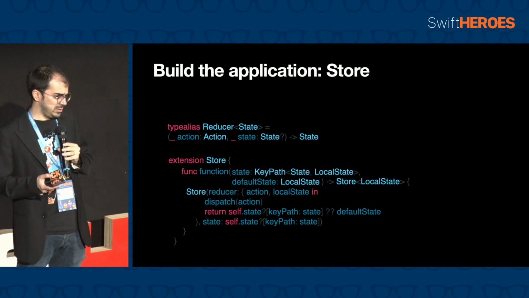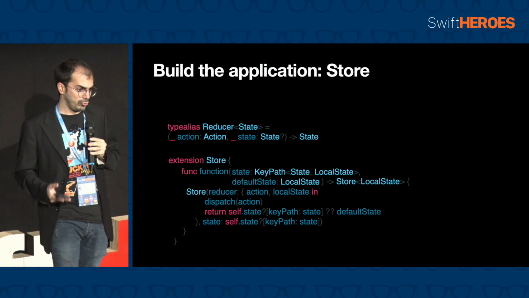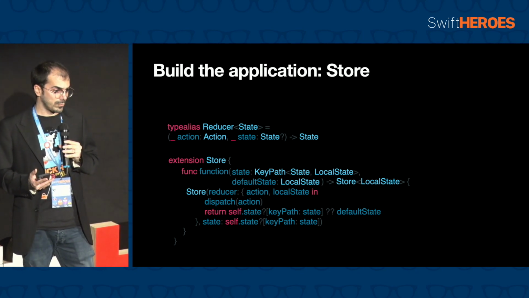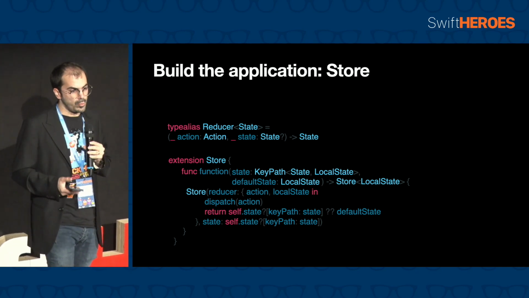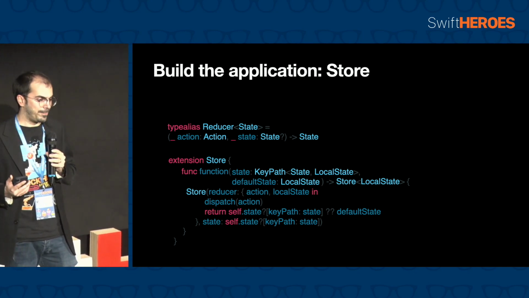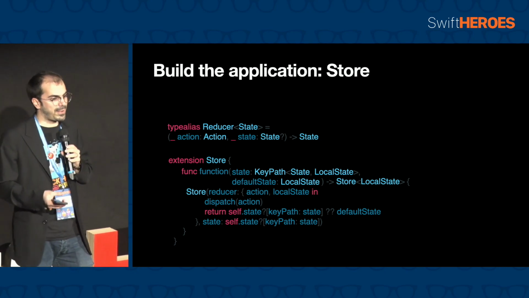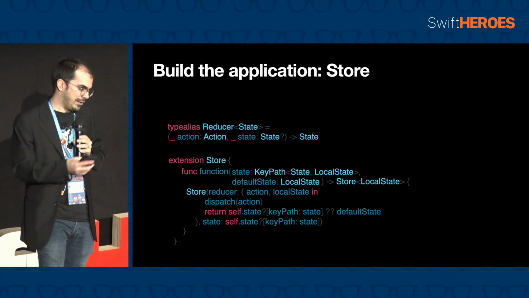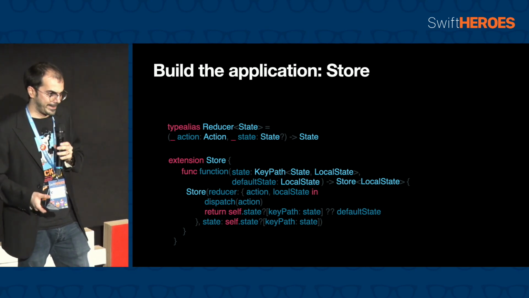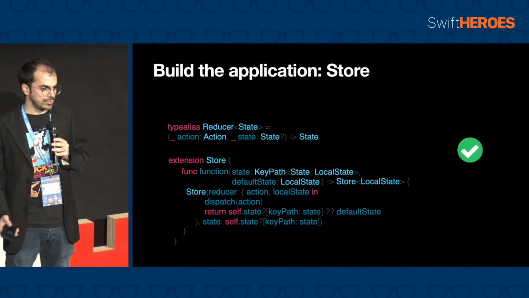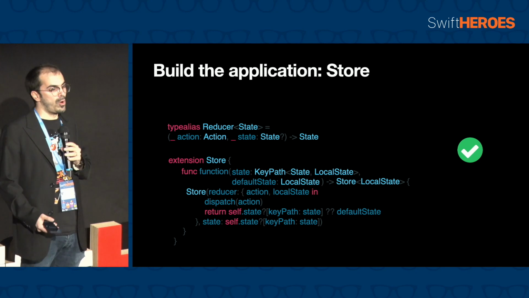So this is very simple. We just create an initializer of the store, which takes in input two parameters, the reducers and the initial state, of course. For the initial state, we use the key path in input in order to map the global one to the local one. And for the reducer, what we do is dispatching the action through the global reducer, of course, and then return the state mapped using the key path.